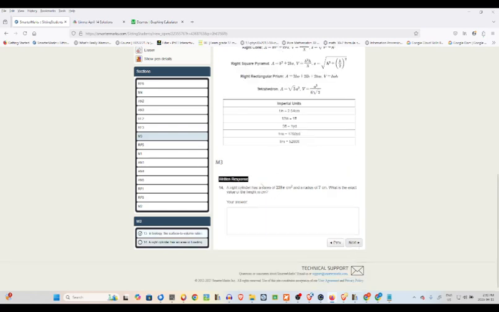Okay, so now a right cylinder has an area of 238 pi square centimeters, and a radius of 7. What is the exact value of the height?